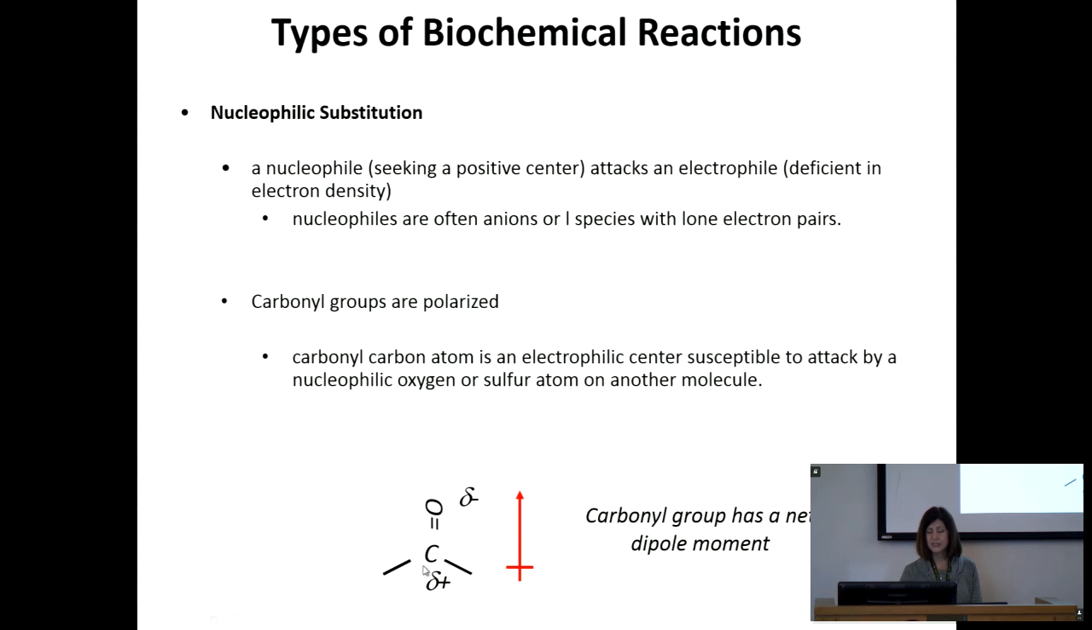Remember this carbonyl. We see this carbonyl a lot in our biomolecules, and the oxygen is more electronegative. That means that it's going to hog those electron pairs in the bonds, and that's going to leave our carbon slightly positive. Remember that this is lowercase delta. Delta negative, delta positive is not a positive charge. It's just indicating that there's more electron density in this area, and this is slightly positive. So when we say nucleophilic substitution, we have a nucleophile, which usually has lone pairs, seeking out an electrophile, which is electron deficient.